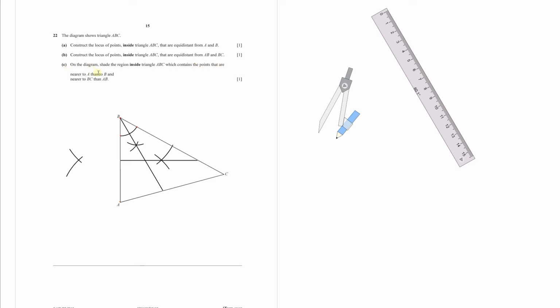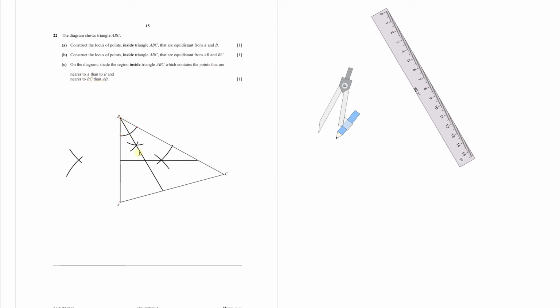So nearer to A than to B means, so this is your perpendicular bisector of line AB. So anything below this line, which is all this region here, is closer to A. So you're looking for some region here below this line. The other condition is the points in the region are nearer to BC than AB.